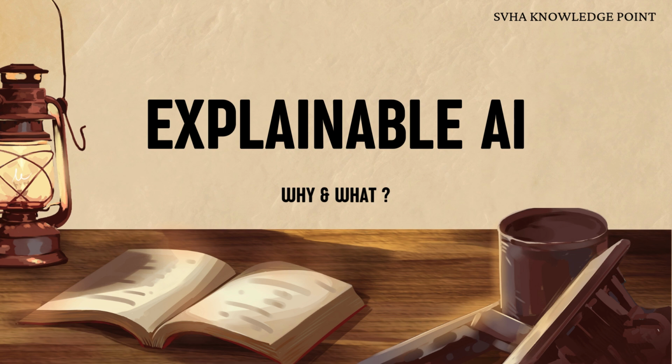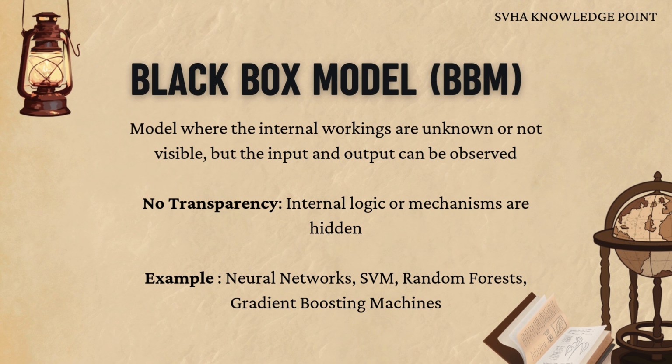In this video, we'll be looking into why we need explainable AI and what explainable AI is. Starting with black box models, where the internal workings are unknown or not visible, but the input and output can be observed. These models have no transparency, that is, the internal logic or mechanism is hidden.